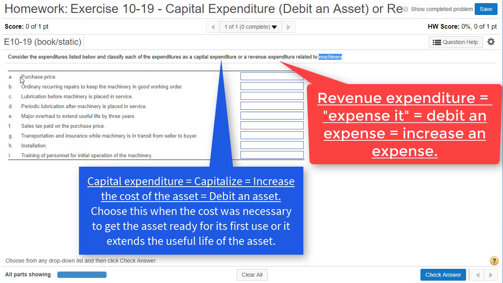All right, so the purchase price of the machinery. What do we do to the purchase price? Well, obviously, that's going to go in as a debit to the asset account called machinery. So that is a capital expenditure.